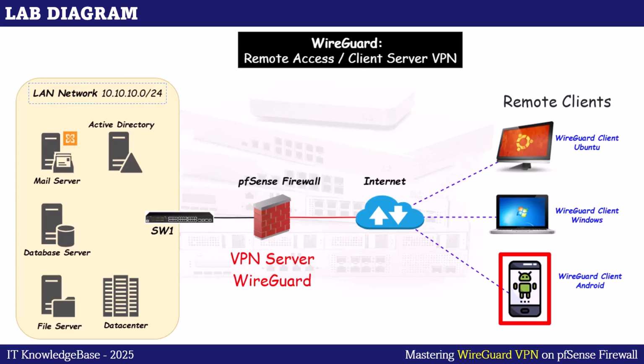The connections between the WireGuard VPN server and the clients are depicted with dashed purple lines indicating secure VPN connections. This network setup demonstrates how a remote access VPN can be established using WireGuard to securely connect various clients running on different operating systems to a LAN network. This allows remote access to internal resources such as mail servers, database, and file servers, ensuring secure and efficient communications.